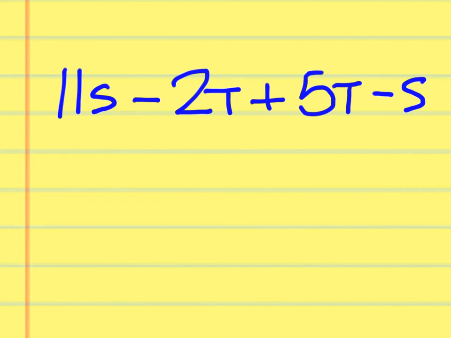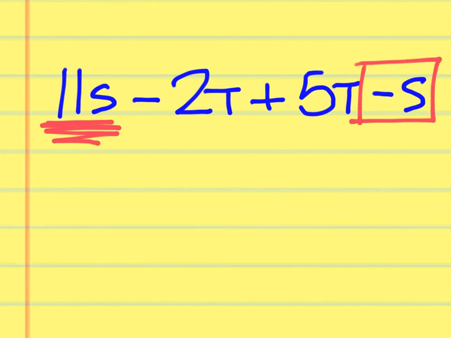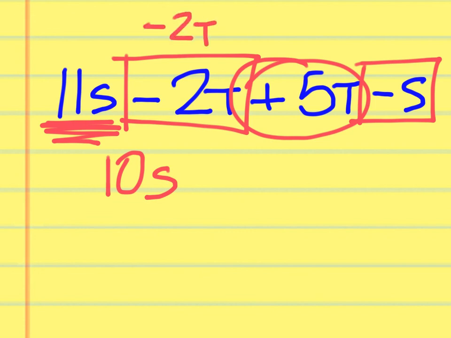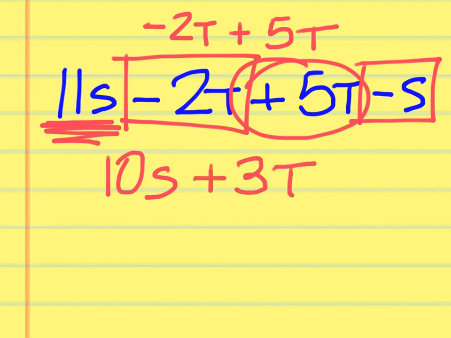Add like terms. You have 11s minus s. If I have 11 s's and I take away 1 s, how many s's do I have left? 10. Yeah, so 10s. Now I have minus 2t plus 5t. You can think of that as negative 2t. What is negative 2t plus 5t? 3t. And that's a positive 3t, so you put plus 3t.